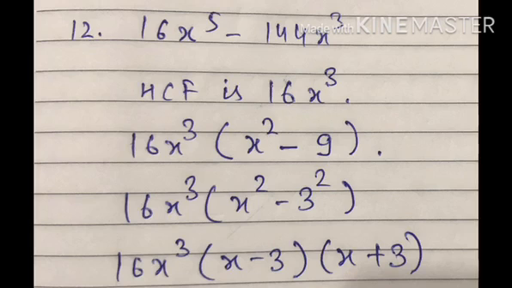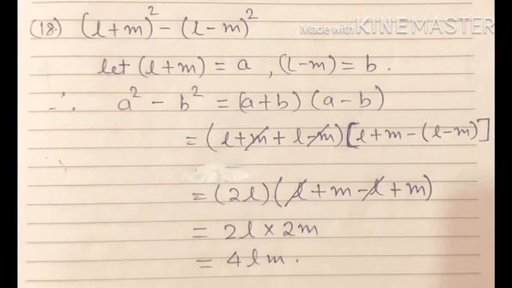Now see question number 12. The question is 16x to the power 5 minus 144x to the power 3. Now the HCF is 16x to the power 3. So we write it like this, 16x to the power 3 in bracket x square minus 9, which is equal to 16x to the power 3 in bracket x square minus 3 square. Now by using the identity a square minus b square is equal to (a plus b)(a minus b), we get 16x to the power 3 (x minus 3)(x plus 3).